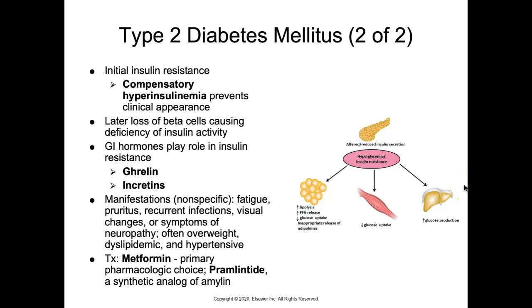But as that continues, we can have loss of the beta cells, causing a deficiency of that insulin activity, and we can no longer keep that compensation going. So our gastrointestinal hormones then start to play a role in the insulin resistance as well. I mentioned ghrelin in the previous slide.